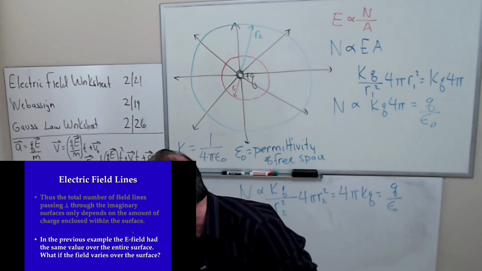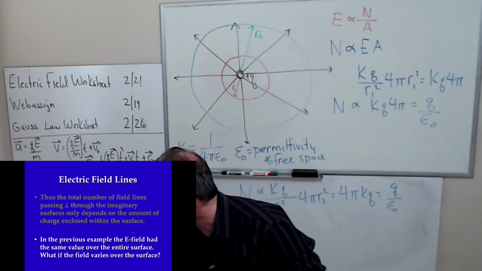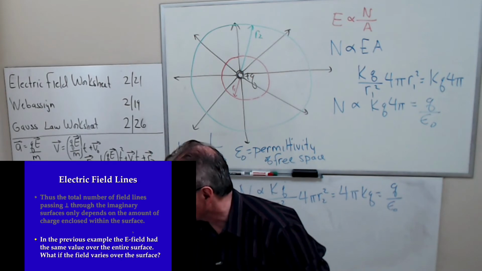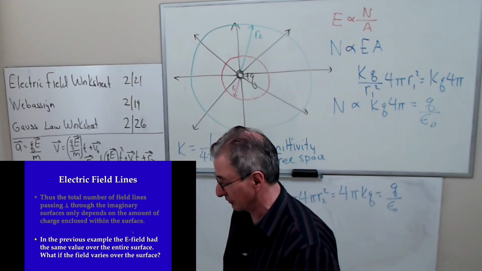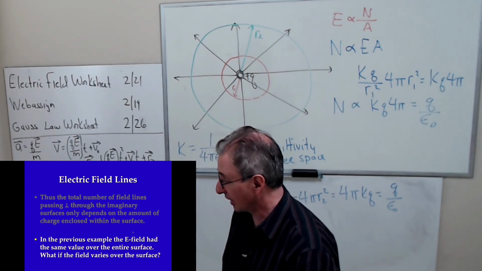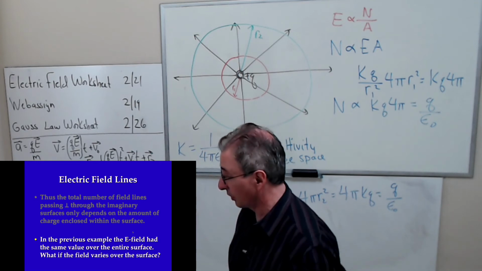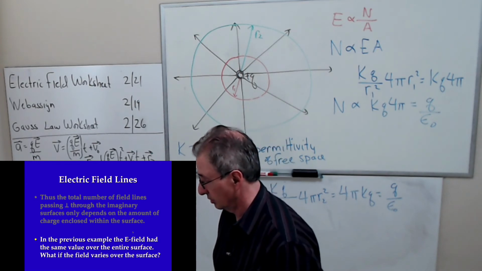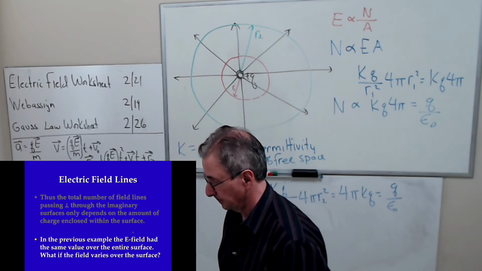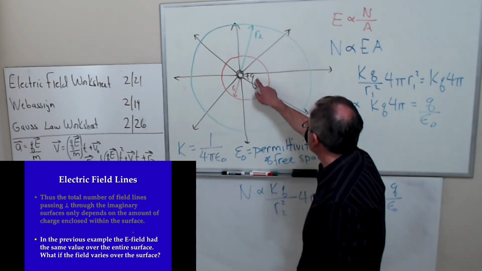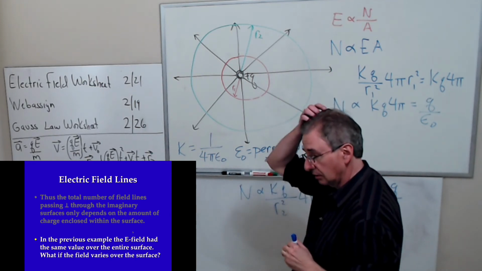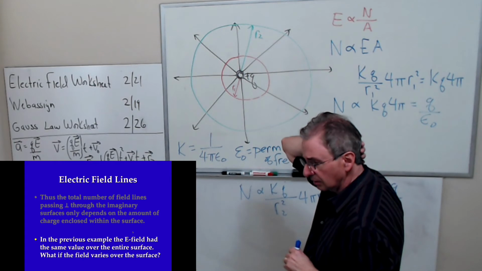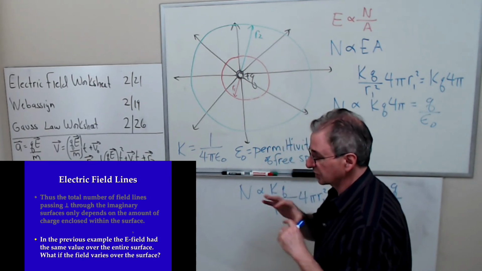Does the total number of lines mean going through the center or going through it? It's basically the number of lines going through the surface. They can go out of the surface or they can go into the surface. If the charge was negative, Jacob, then the field lines would be going into the surface towards the center. These would be pointing in the opposite direction if this was negative, because the field lines go toward the negative charge. Does that make sense? We're really looking at what's penetrating the surface.